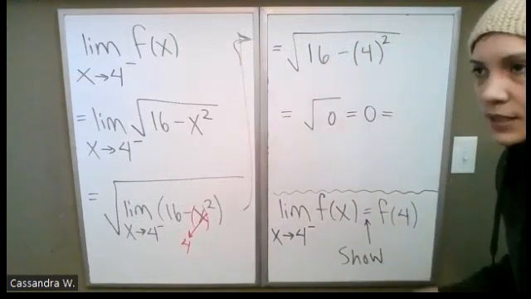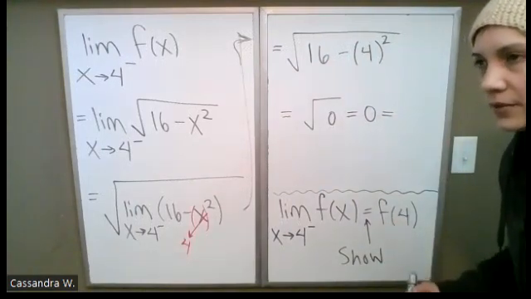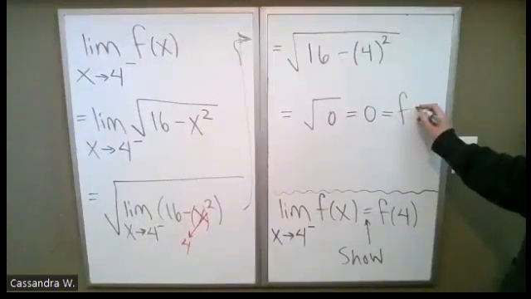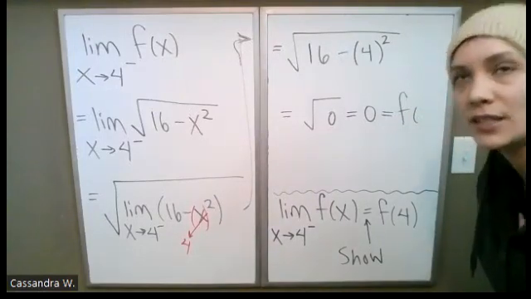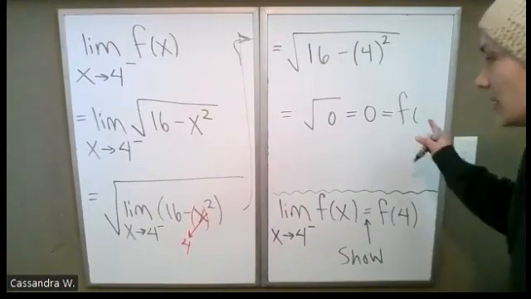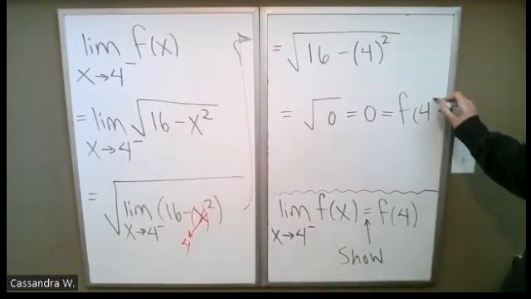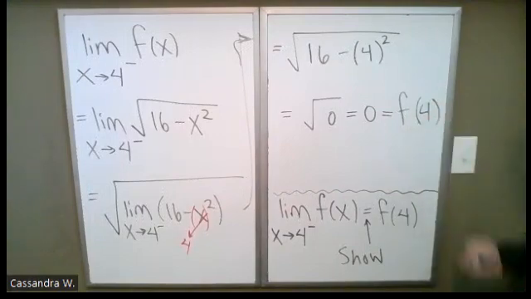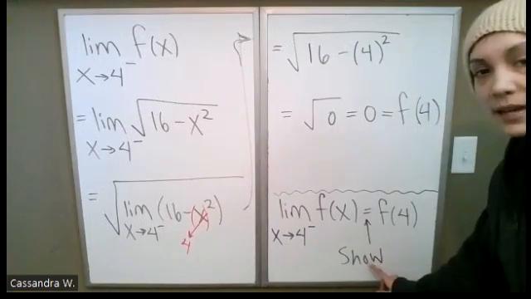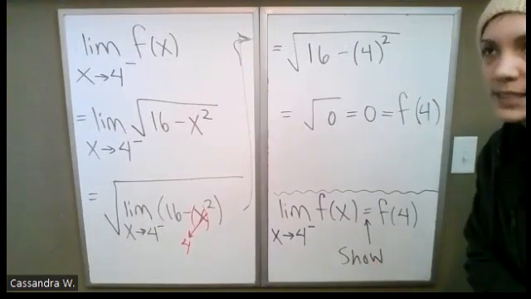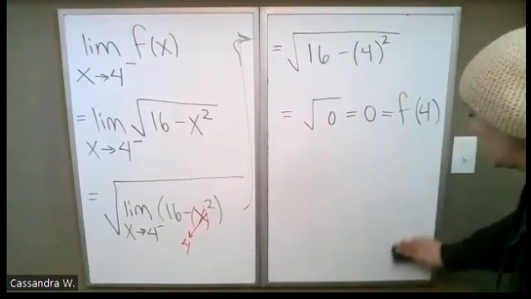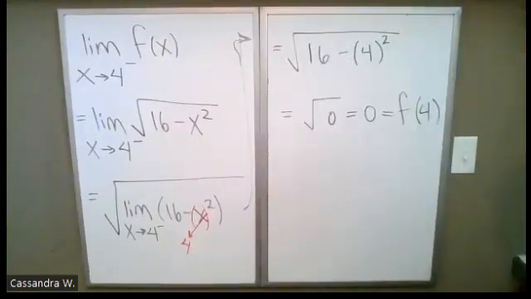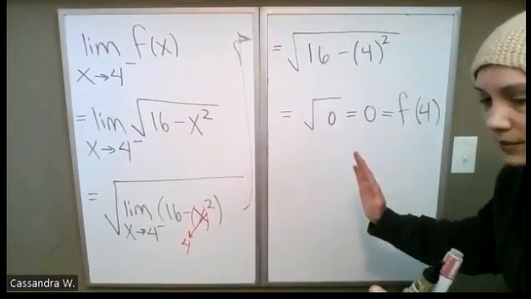Which is what you would get if you put 4 into your function, which is f of 4. If you put 4 into the function, you'd get out 0. So f of 4 is equal to 0. So we showed what we needed to show, which means f is continuous at the other end where x is equal to 4. Which means it's continuous on its domain, the whole interval that we found.